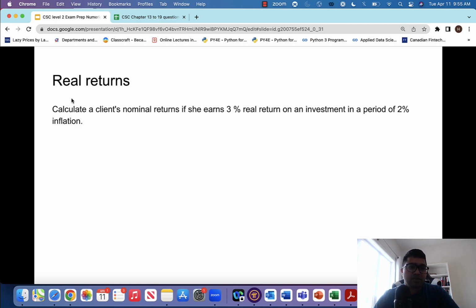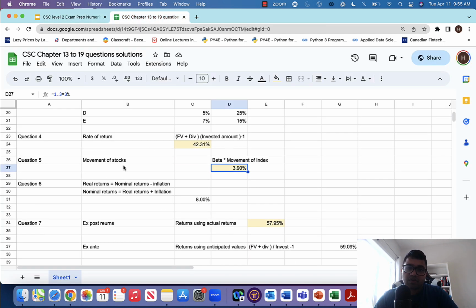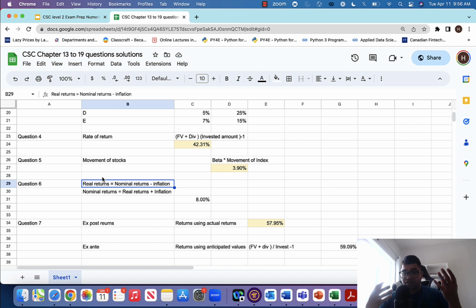Okay. So coming back to the question: calculate a client's nominal returns if she earns 3% real return on an investment in a period of 2% inflation. So the real return is given, inflation is given, you have to calculate nominal returns. Now you have to remember this formula for the exam, and you have to modify the formula based on what is asked. So the formula is real returns on any investment equals nominal returns that the investment is providing minus the inflation. So real return is nothing but returns you generate minus whatever inflation is there in the market. Now they have not asked real returns to you, they have asked nominal returns.